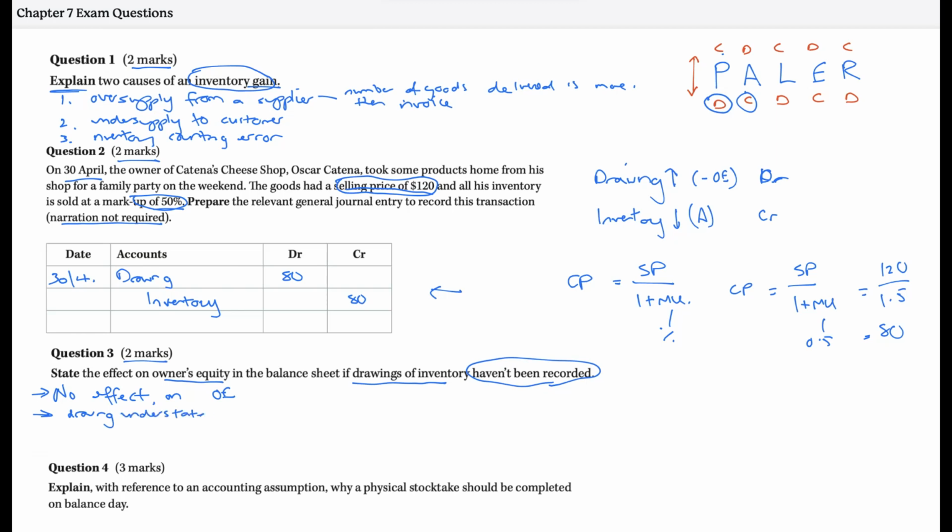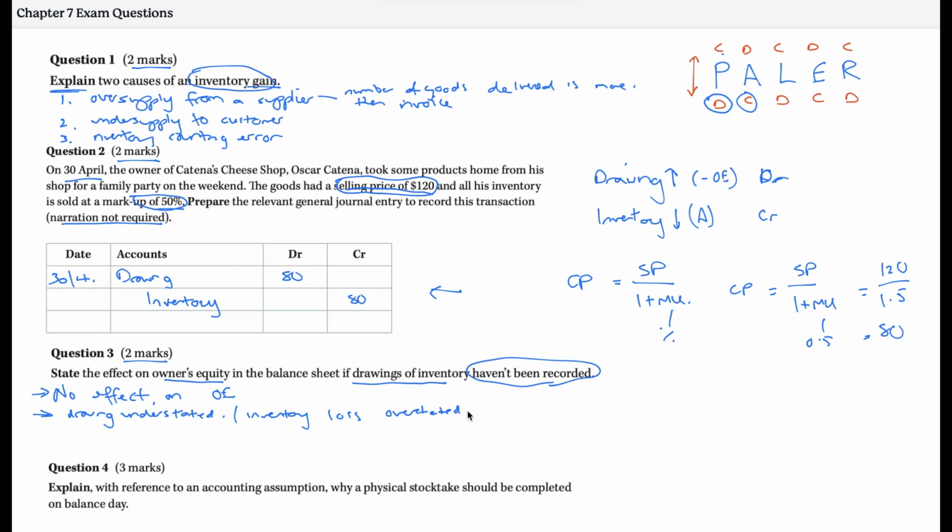So there would be an error, there'd be no overall effect. An inventory loss would also be overstated. So if we did this, we would have no overall effect on our owner's equity, but we'd still have two errors. Our drawings would be inaccurate, it would not be high enough, it would be understated, and our inventory loss would be too high, overstated.